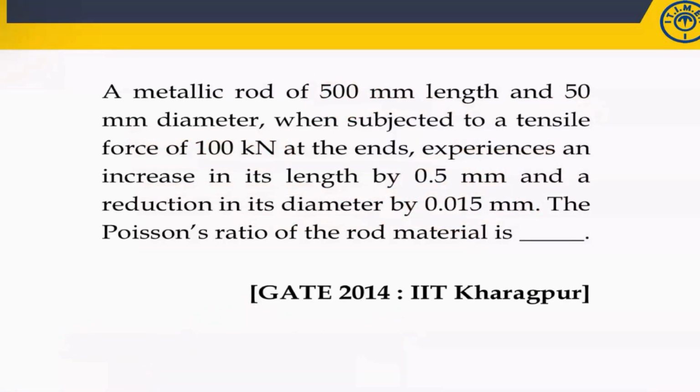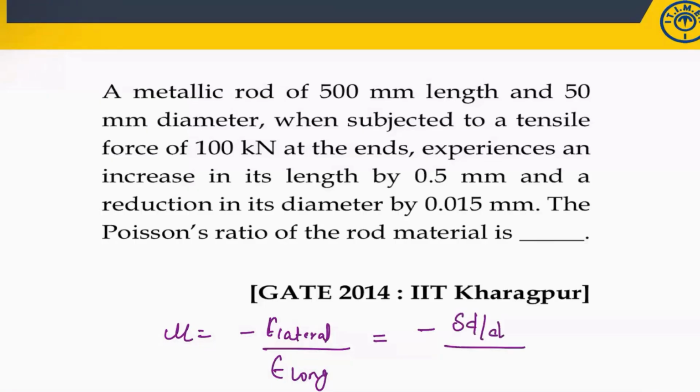Then there is a reduction in diameter. Same thing I have told you: there is a longitudinal strain and a lateral strain. Now you have to calculate the Poisson's ratio. You already know the Poisson's ratio is nothing but the lateral strain to the longitudinal strain. The lateral strain is change in diameter to the original diameter. Longitudinal strain is change in length by original length. The original length and D are given. Just put them in this formula, you will get the answer.